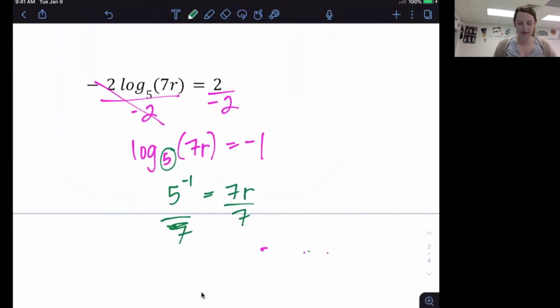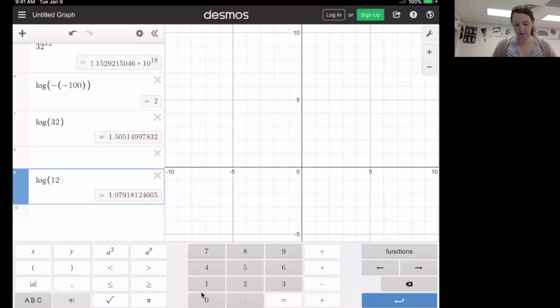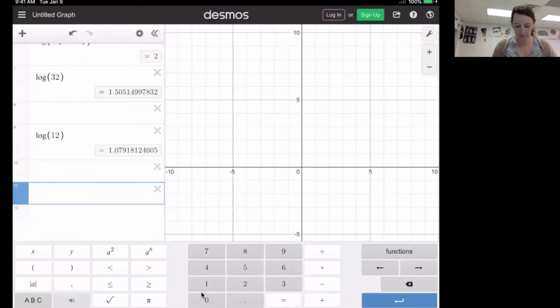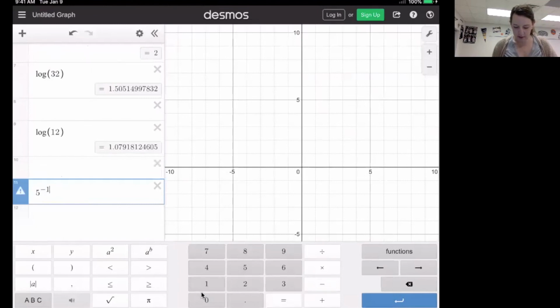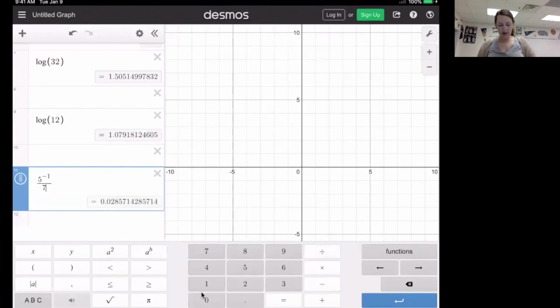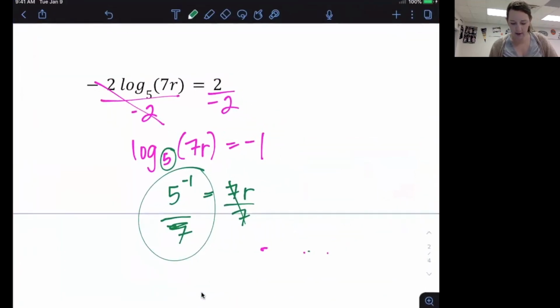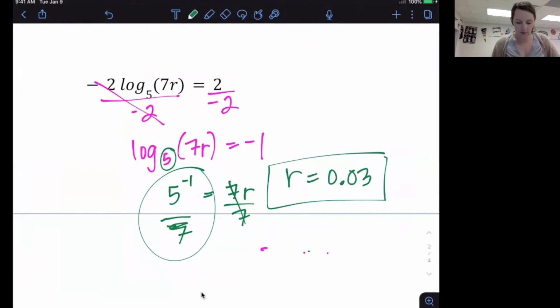So I'm going to type into my calculator 5 to the negative 1 power divided by 7. So that gives me an answer of 0.03. So we can say r equals 0.03.